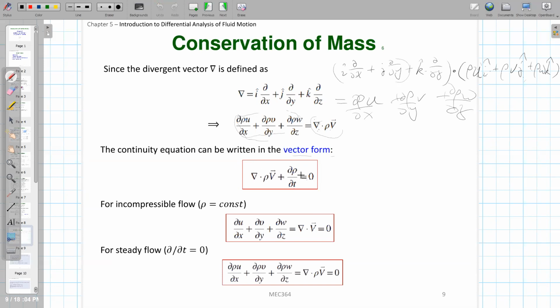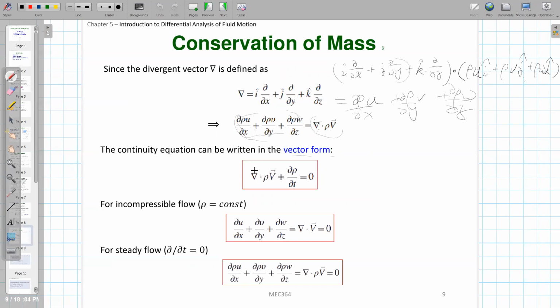Two things, right? The first is that it's cleaner and shorter. The second is that later on I will prove to you that this vector form is independent of which coordinate system you use, which means it is always valid no matter whether your coordinate system is rectangular, polar, cylindrical, or spherical. It doesn't matter. The vector form is independent of the coordinate system.